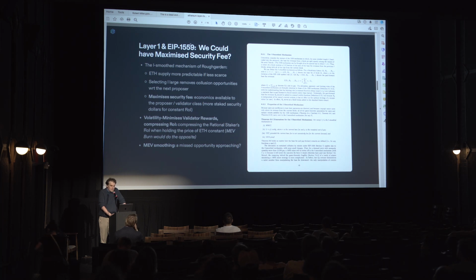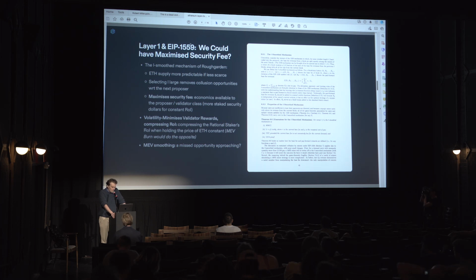Layer 1, and in particular the EIP 1559 debate, was really interesting. I don't know how many people have braved Tim Roughgarden's 40-something page report on this. But aside from the analysis of the eventual design of 1559, there was additionally a section towards the back with a load of other designs that might also have been looked at at the same time.